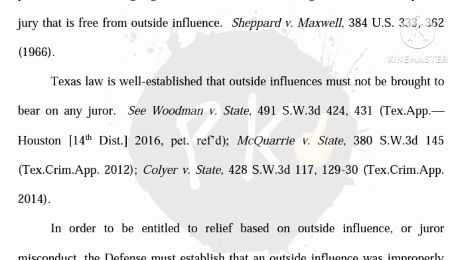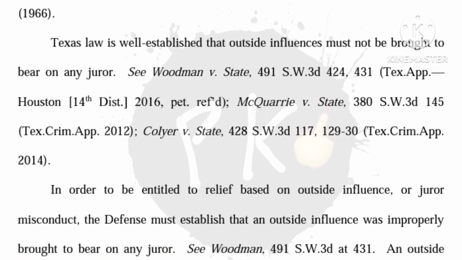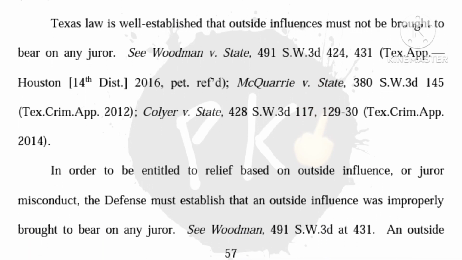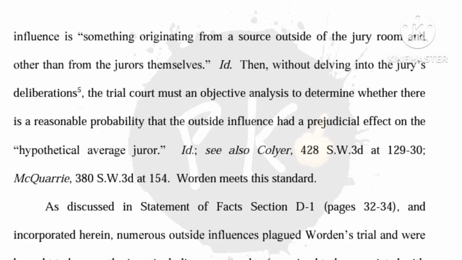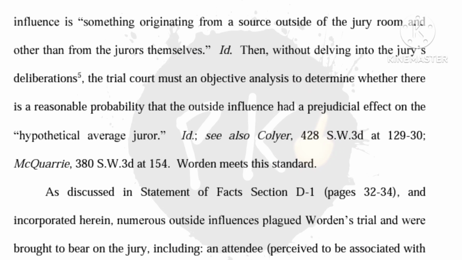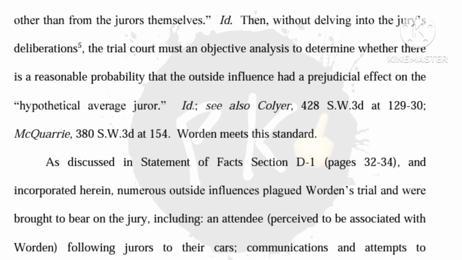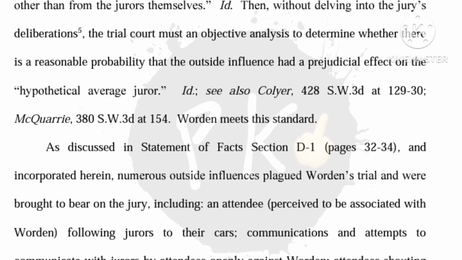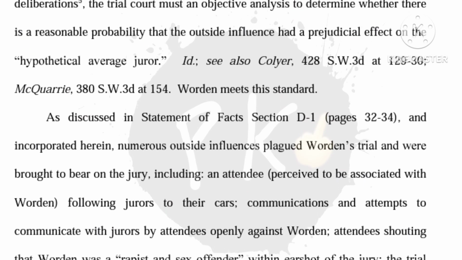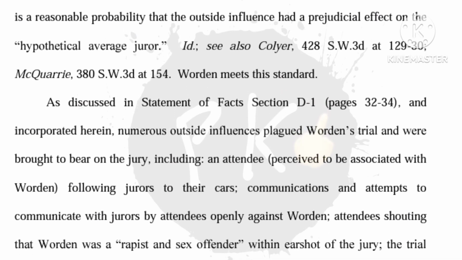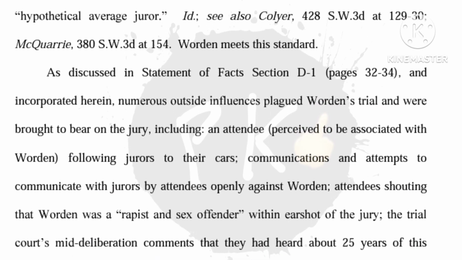In order to be entitled to relief based on outside influence or juror misconduct, the defence must establish that an outside influence was improperly brought to bear on any juror. An outside influence is something originating from a source outside of the jury room and other than from the jurors themselves. Then, without delving into the jury's deliberation, the trial court must do an objective analysis to determine whether there is a reasonable probability that the outside influence had a prejudicial effect on the hypothetical average juror.